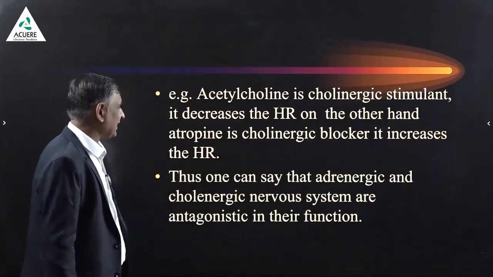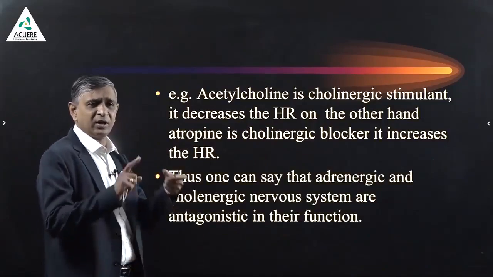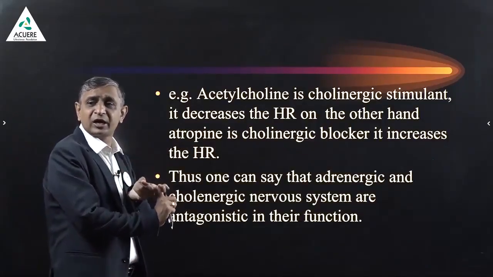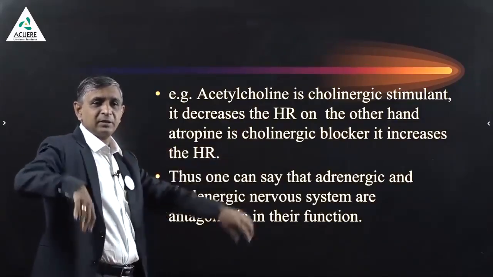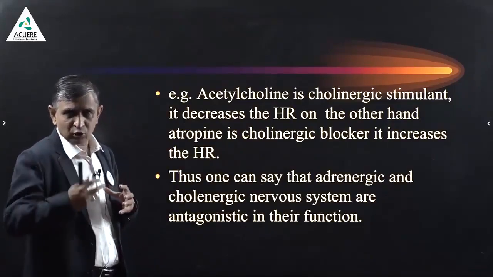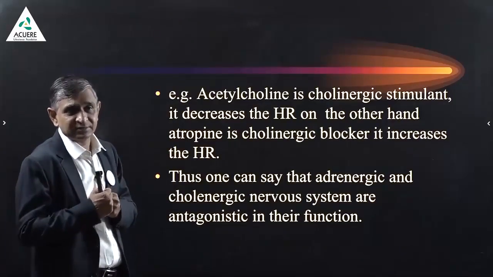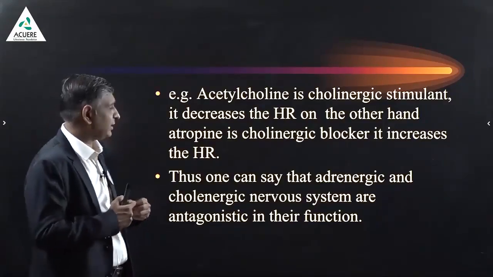Thus one can say that adrenergic and cholinergic nervous systems are antagonistic in their function. They are opposite to each other, getting it? And this is how you maintain your homeostasis. You maintain your body functions. Are you getting my point?